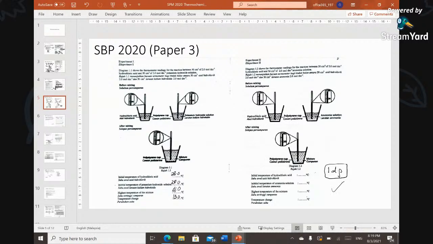So similarly you do over here, find out what is the initial temperature for the acid, okay, alkali, and then highest temperature, and then temperature change. So temperature change over here is 11.0. Okay, moving on.